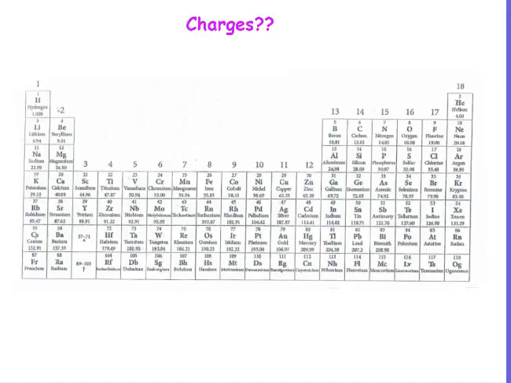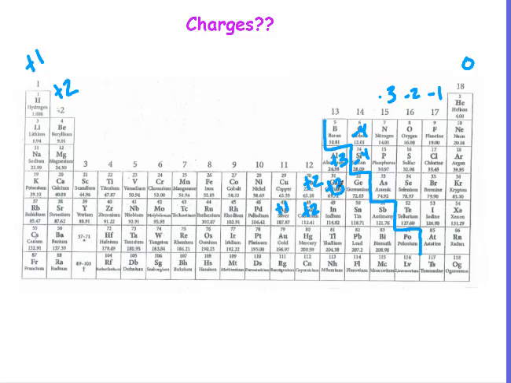You also need to know your charges. Remember that everything in that first column is a +1. Everything in the second column is a +2. Noble gases were 0. Our nonmetals were -1 for the halogens. This column through the nonmetals is a -2. Our nonmetals are -3. Carbon and silicon are both -4. Silver was a +1. Zinc and cadmium were both +2. And aluminum and gallium were both +3.